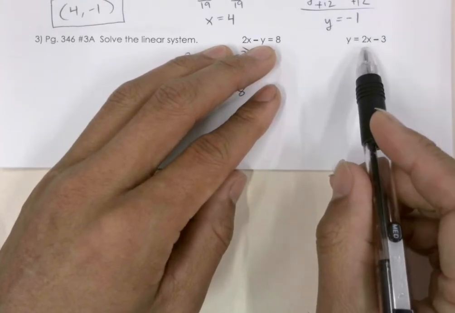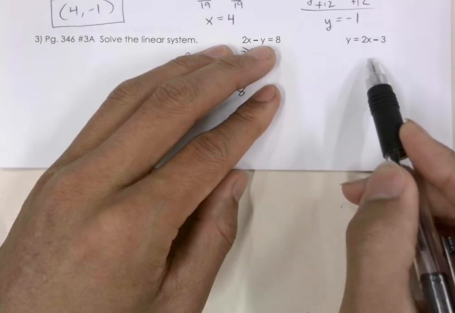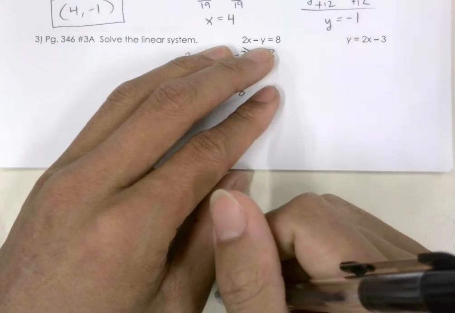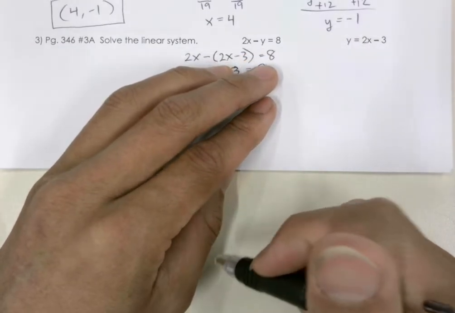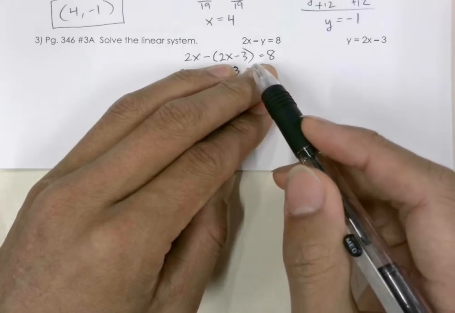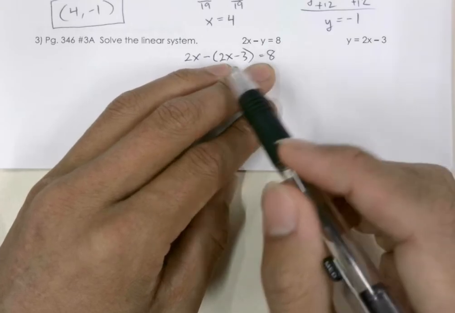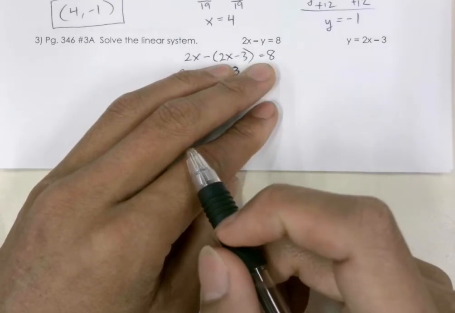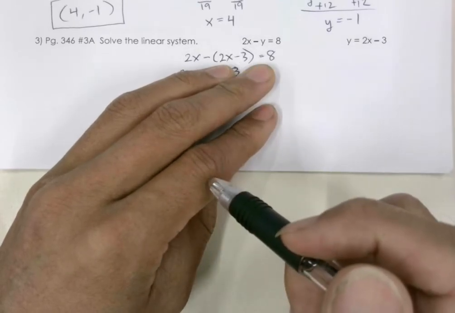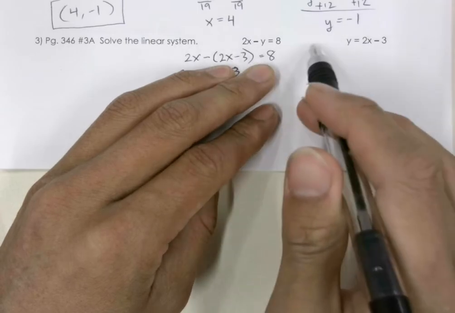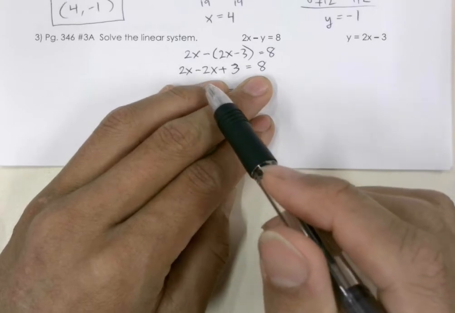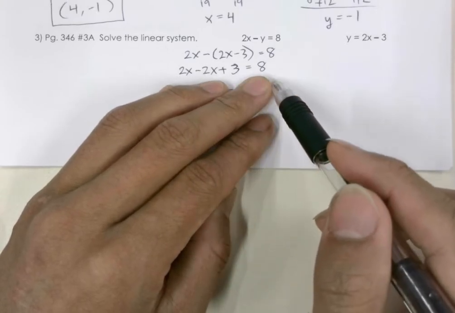Step 2 is to substitute in this expression for y, the 2x minus 3, in the place of y in the first equation. So what we're going to get is 2x minus parentheses 2x minus 3 equals 8. We'll go ahead and distribute out that negative sign. And since it's negative times a positive, it's going to be negative 2x. And negative times a negative is going to become positive 3. So what we're left with is 2x minus 2x plus 3 is equal to 8.